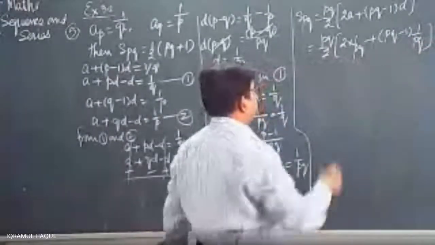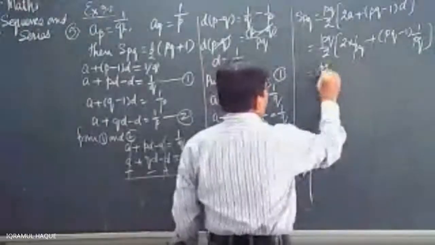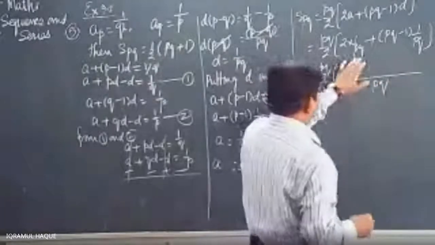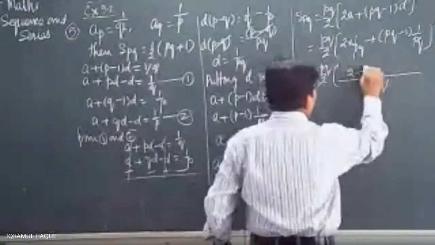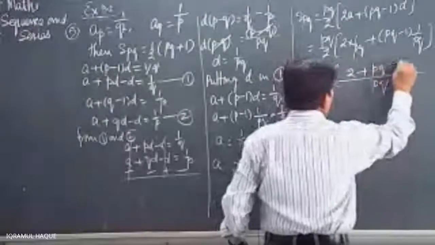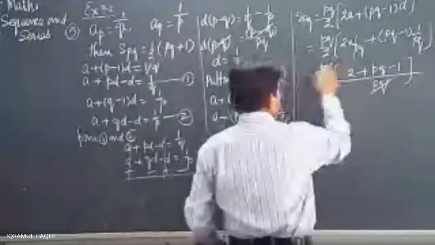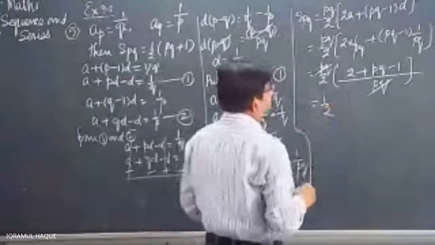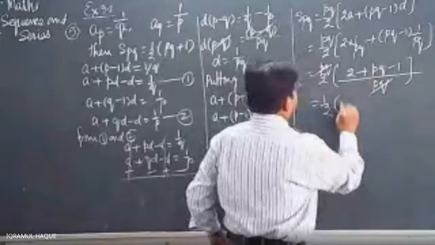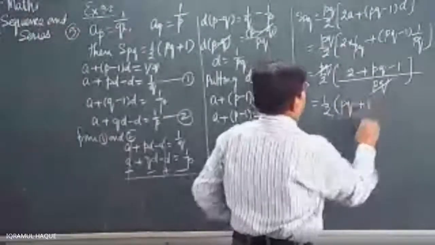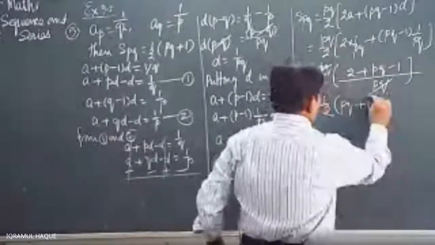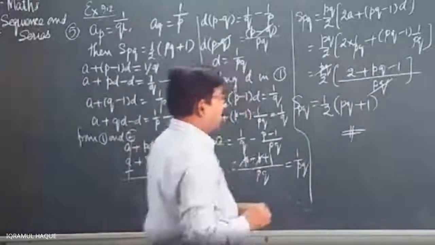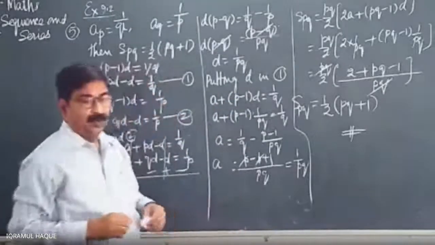LCM is PQ. PQ upon 2. LCM is PQ. PQ and PQ will go. We have 2 plus PQ minus 1. This PQ and PQ cancel. So what we have, see, 1 upon 2 PQ, and plus 1. 2 minus 1 is plus 1. So this was to prove: SPQ is equal to 1 upon 2 (PQ plus 1).